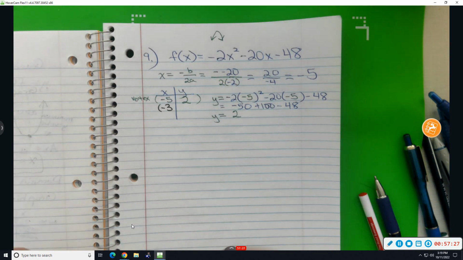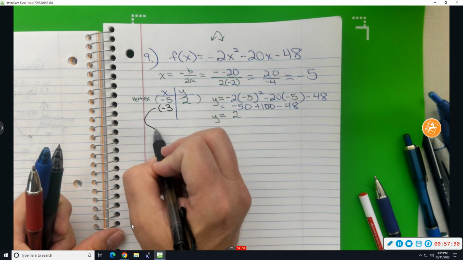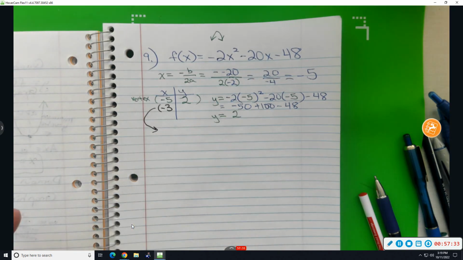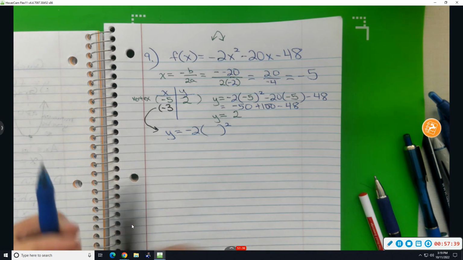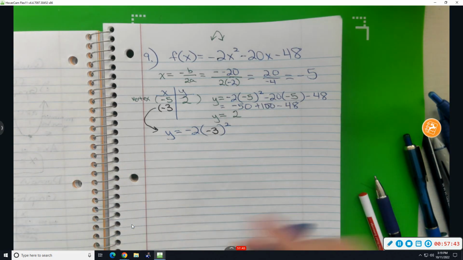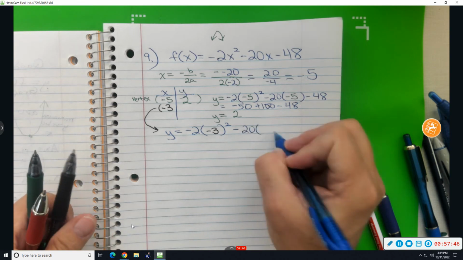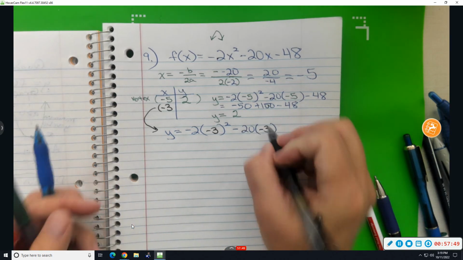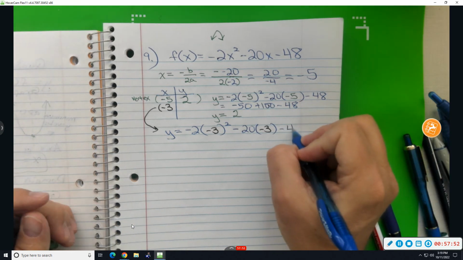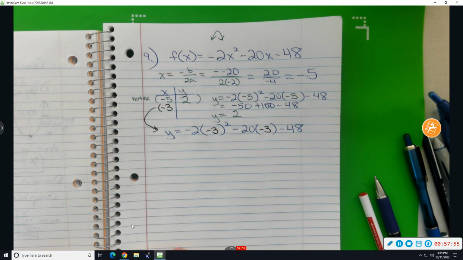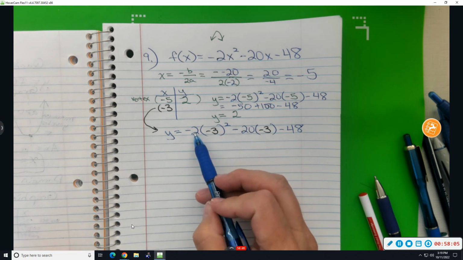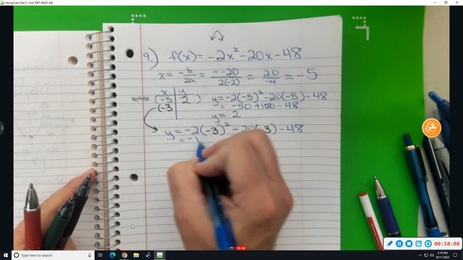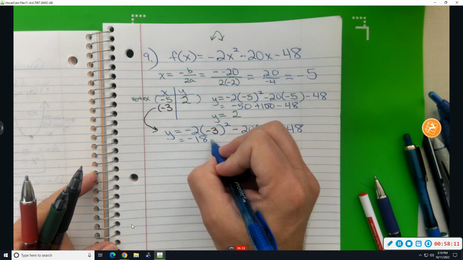We're plugging in negative 3. So here's my work. y equals negative 2 times negative 3 squared minus 20 times negative 3 minus 48. So the first one would be 9 times negative 2, which is negative 18. I agree, negative 3 times negative 3 is positive 9, times negative 2 is negative 18. Okay. Negative 20 times negative 3 is positive 60. I agree there as well.